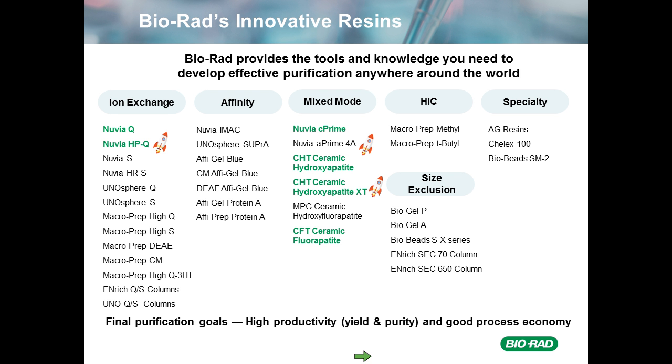Okay, so this slide shows a list of our resin offerings. You see they're grouped into categories. I won't bother reading through them. In green are the resins that we're going to talk about today, and the little rocket symbols indicate resins which have very recently been launched. So if you're unfamiliar with those, especially Nuvia A'4A, you might want to contact your local process specialist.